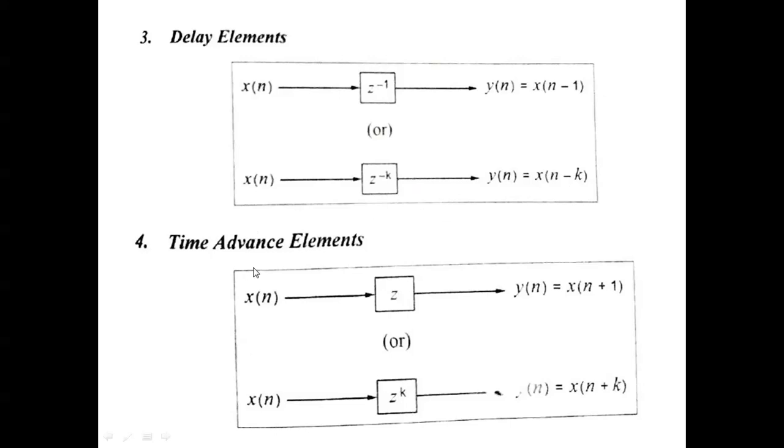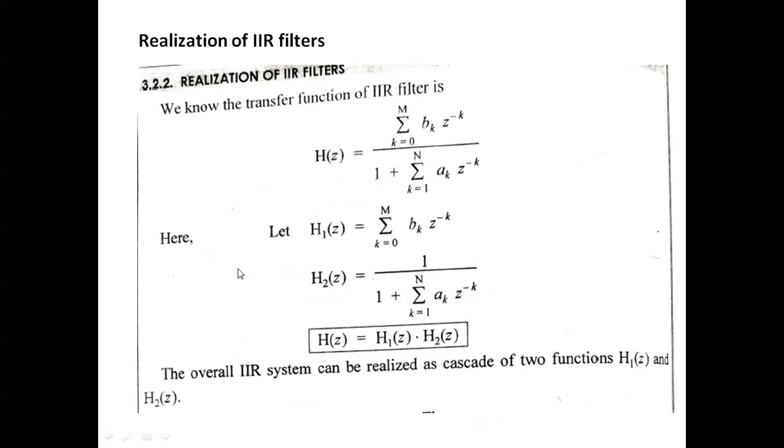And the time advance element: y of n is equal to x of n plus 1. This is the advance element. So x of n advanced by k is x of n plus k. And this is the relation for the IIR filter. We know the transfer function of the IIR filter, the formula being H of z is equal to H1 of z times H2 of z.